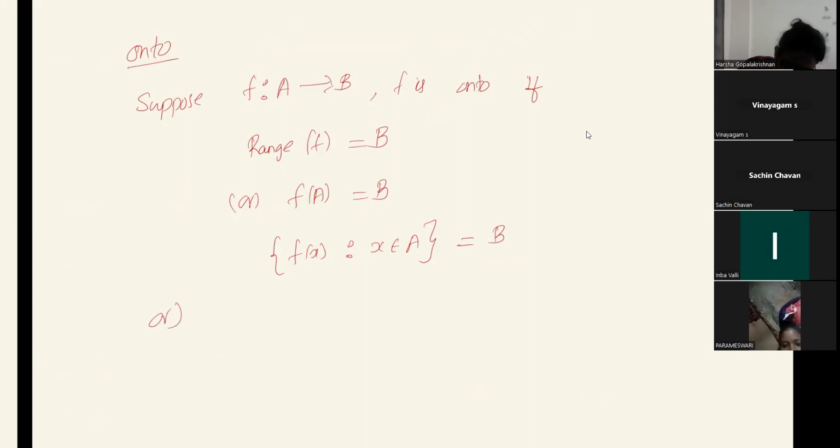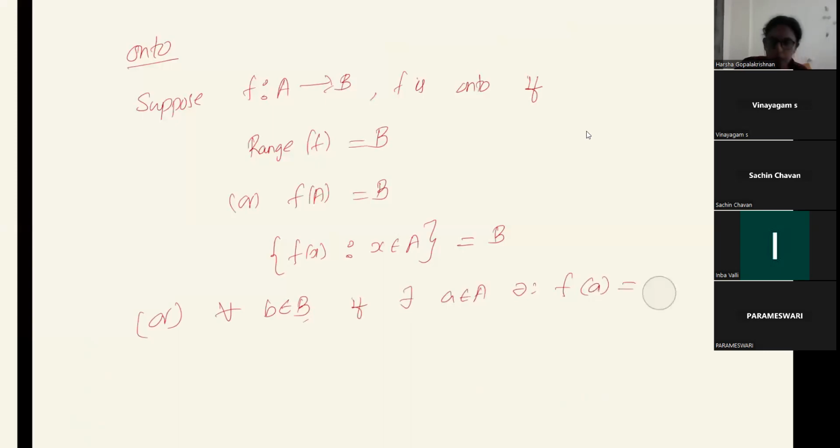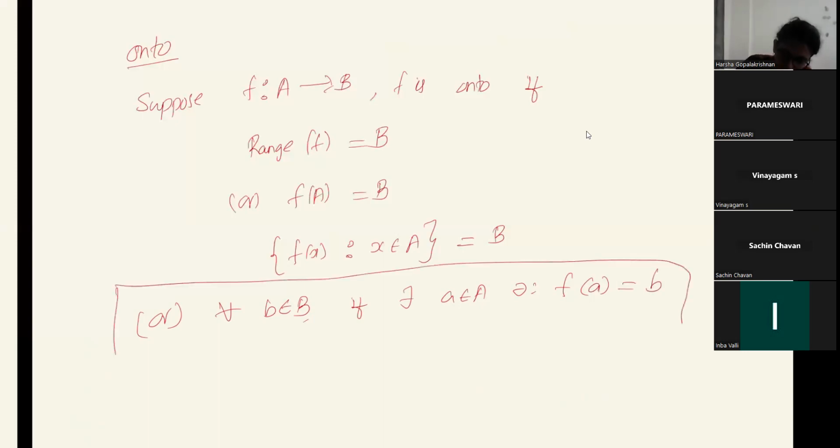Or again, we can say for all b in B, there exists a in A such that f of a is equal to b. So this you can see as, I think this is the best definition.